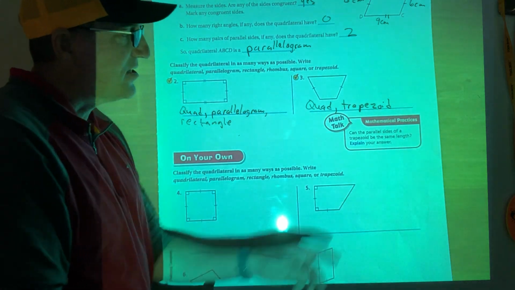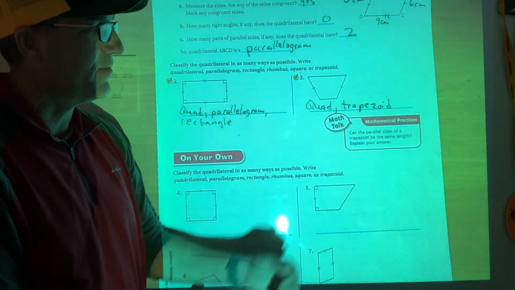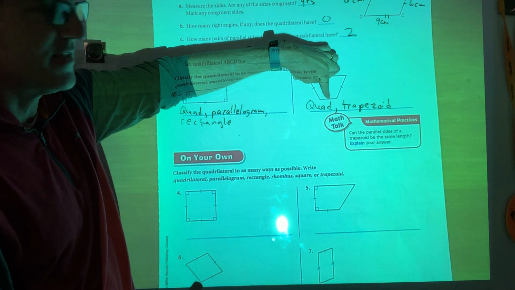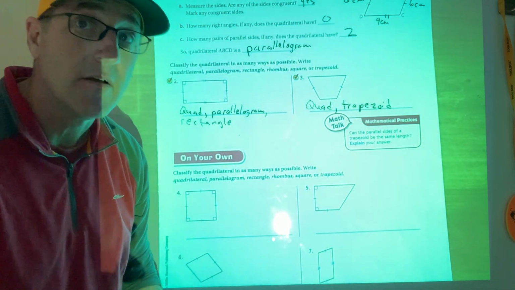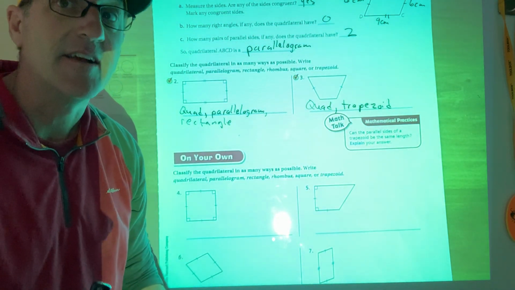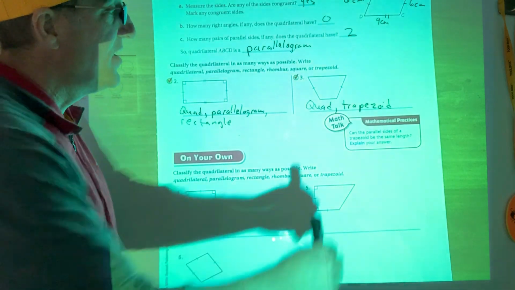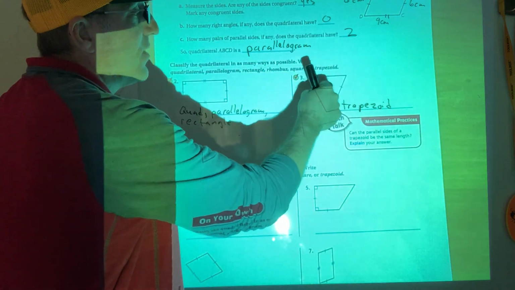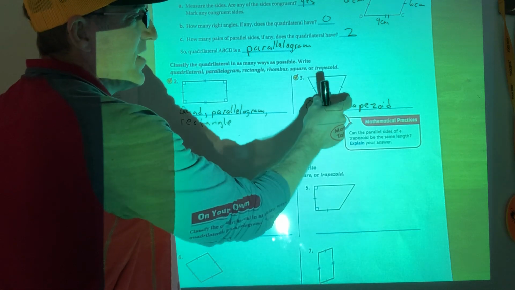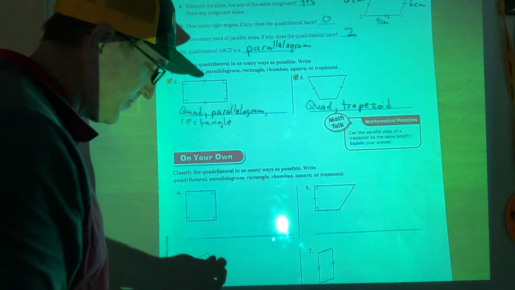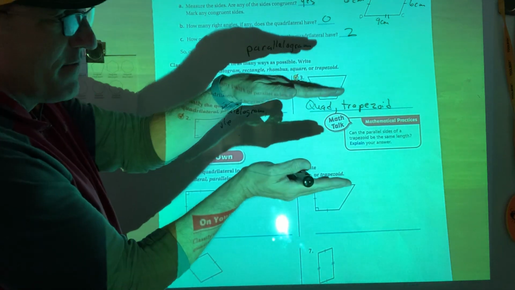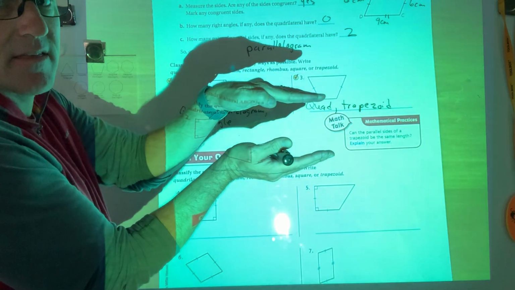Okay, this is still a question now. Can parallel sides of a trapezoid be the same length? The parallel sides, so this side and this side. And the answer to that is, what do you think? Answer to that's no. If this was longer, then these would have to be the same length. If they were the same length and I put them right here, think about a rectangle. If I have a rectangle and these sides are the same length, right?